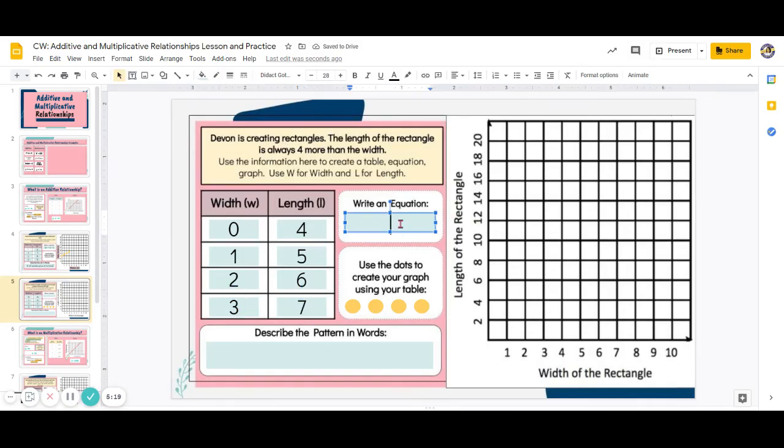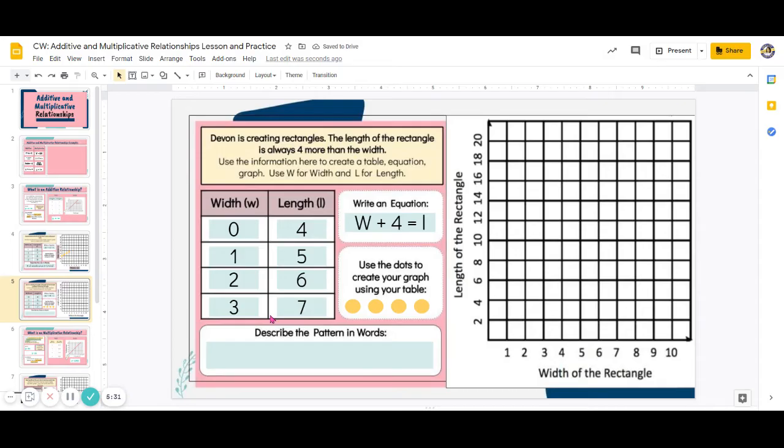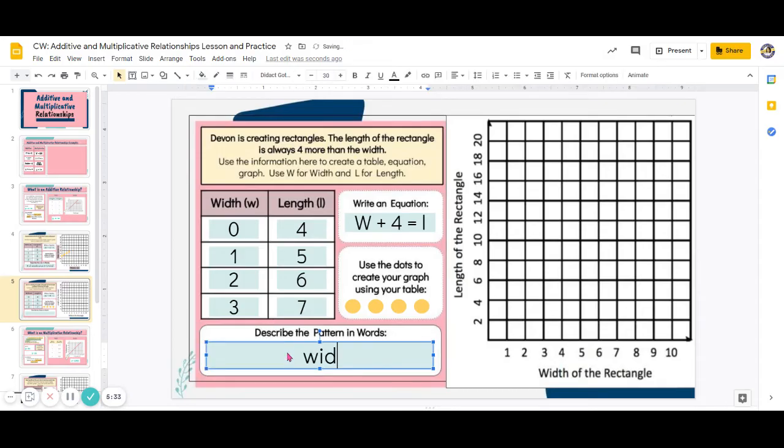Okay, write an equation. Well, I have my width plus 4 gets me my length. So width plus 4 is the length.